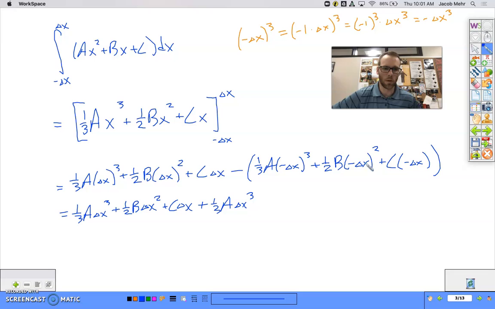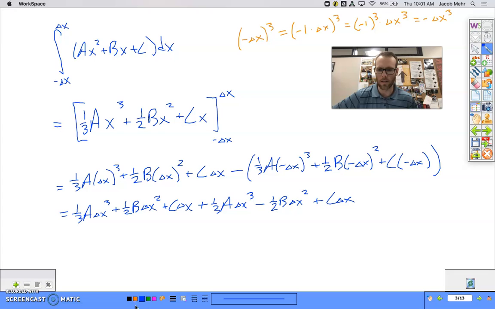Now we're going to go to the next one. This time we're squaring the negative Δx, and we know when we square it, it's going to become positive. So I'm going to distribute my negative, and this is Δx². Now here I'm going to distribute my negative, but here we also have a negative, so that's going to make it a plus, and we have a cΔx.